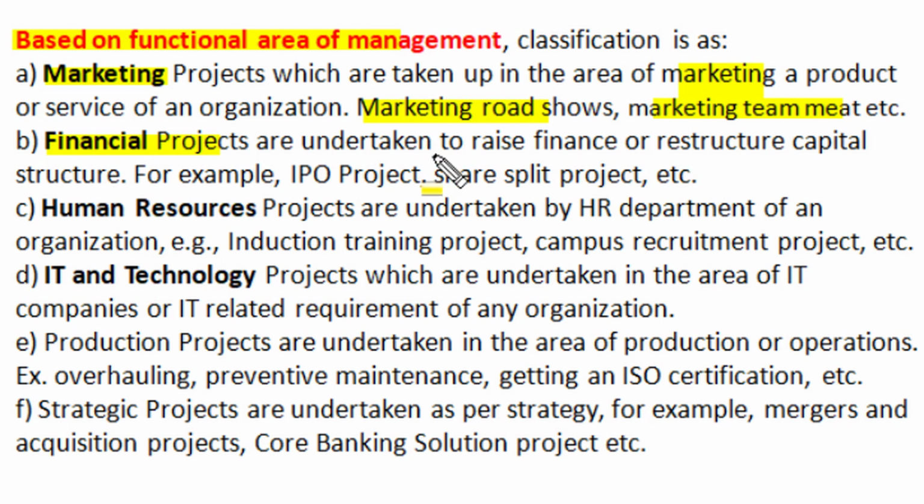whereas financial projects are undertaken by finance department to raise finance or restructure capital such as IPO project, share split projects. Human resource projects are undertaken by HR department such as induction training project or campus recruitment drives, whereas IT and technology projects are taken by IT companies or IT related requirement of an organization. Production projects are taken by production department such as overhauling of a plant section, preventive maintenance, or getting an ISO certification. Strategic projects are taken by strategic management section such as merger or acquisition type of activity, core banking solutions.